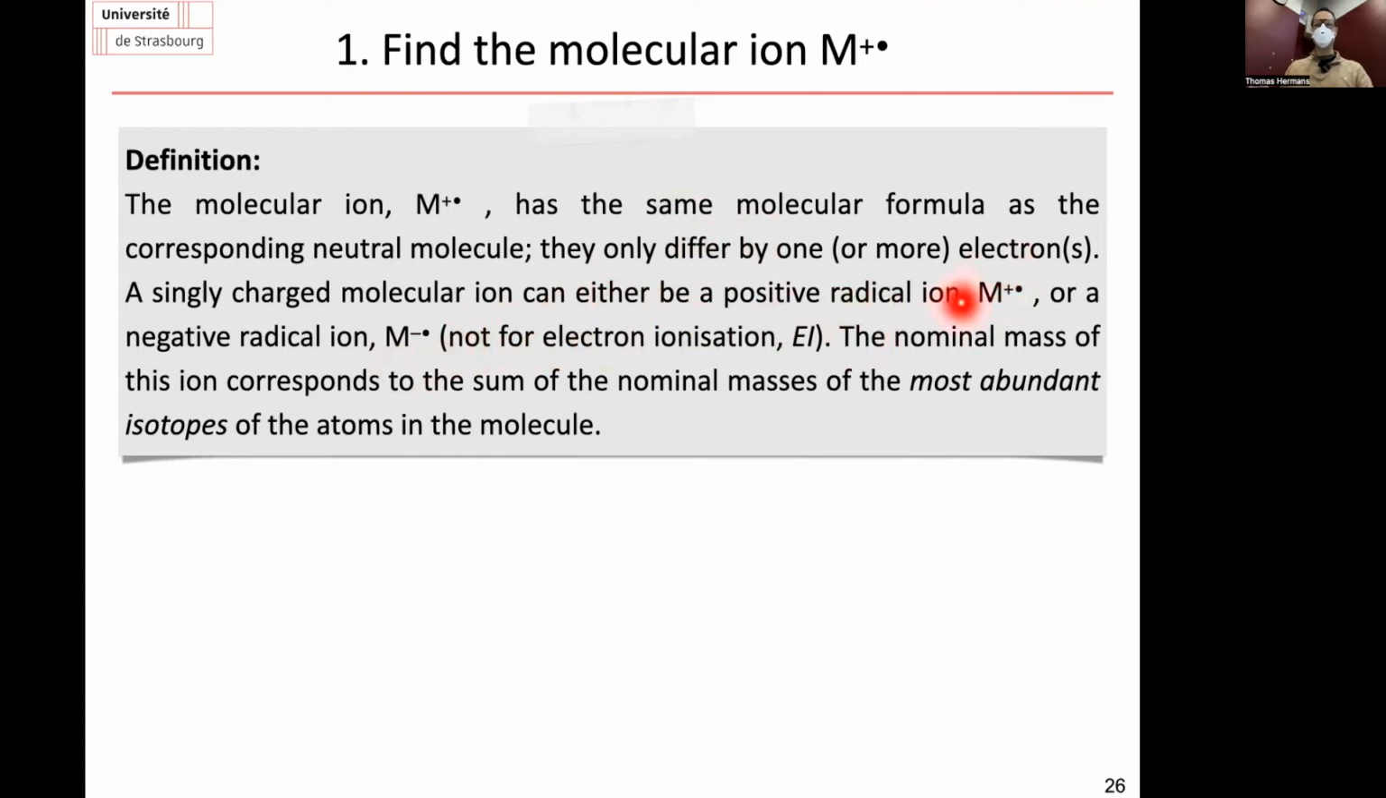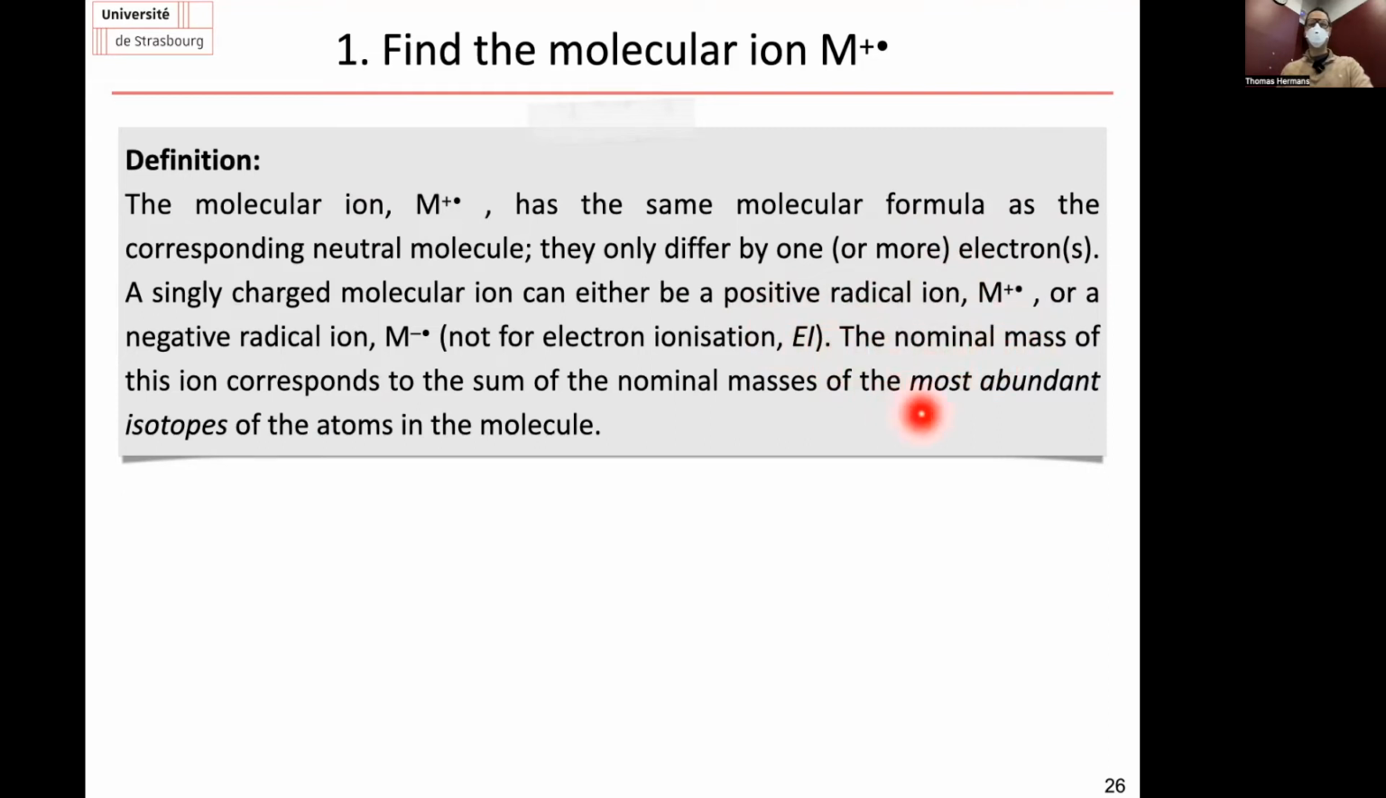And it can be positive. That's the most usual case if you use electron ionization. And it can also be negative. So in MALDI, you can actually choose if you create cations or anions, and some compounds form cations easier and some form anions easier. So you can actually choose that. But for the moment, we are just going to consider positive radicals.